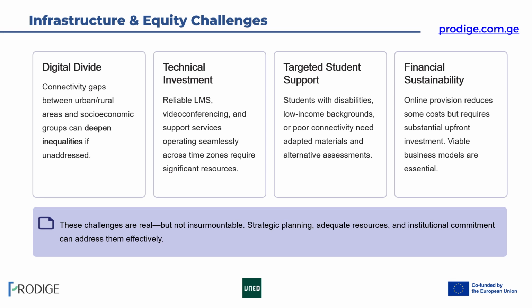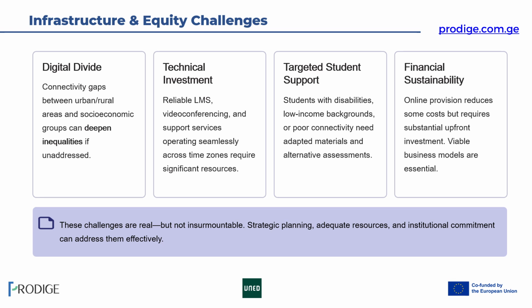There is also the question of infrastructure. Universities need reliable platforms, video conferencing tools, digital support services, and systems that work well across time zones and with different student profiles. If that infrastructure is weak, international online learning becomes much harder to sustain in practice. And equity is not only about access to technology. Some students will also need adapted materials, additional support, or more flexible ways of participating and being assessed.